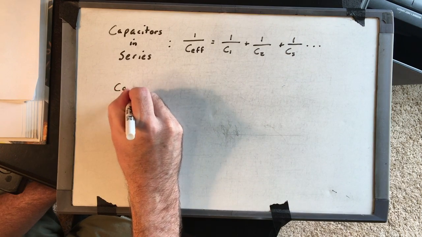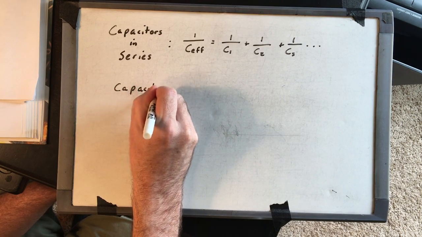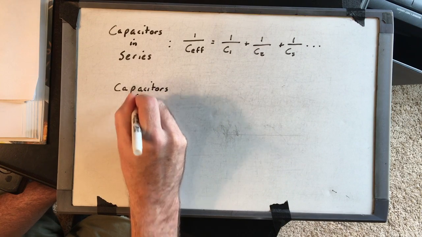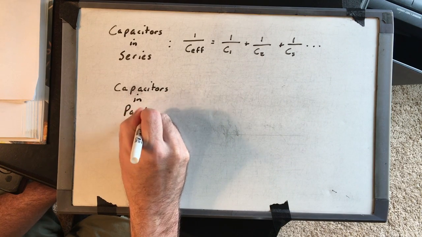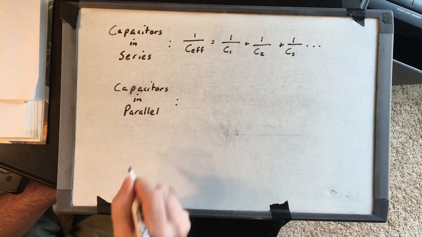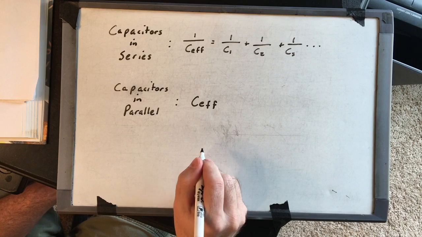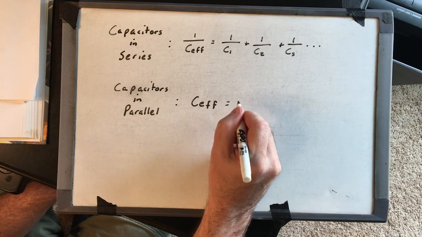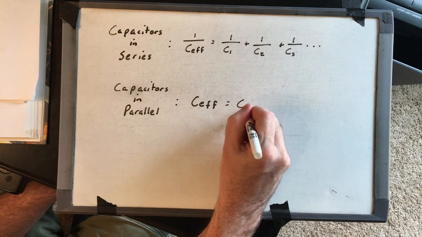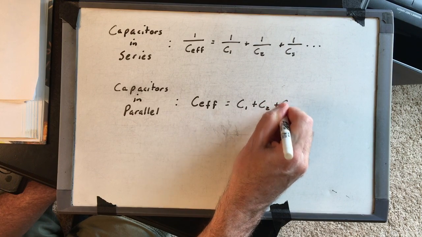And then capacitors in parallel, you calculate that effective capacitance like you would resistors in series. So it's just C1 plus C2 plus C3.